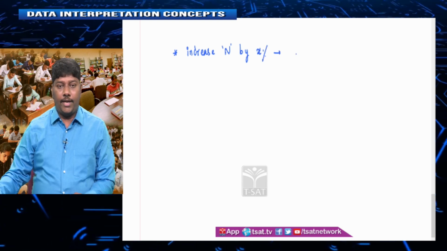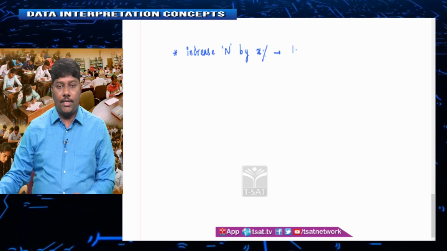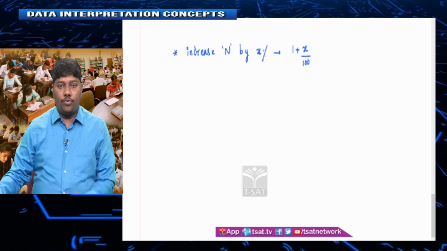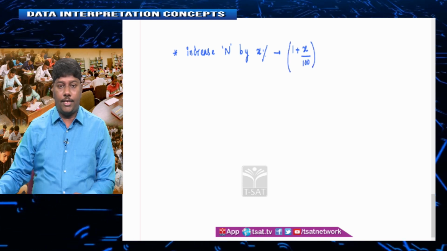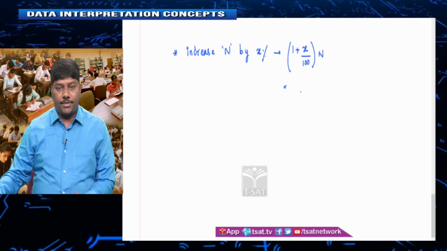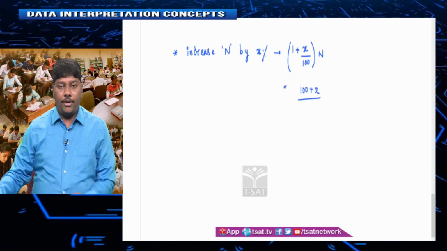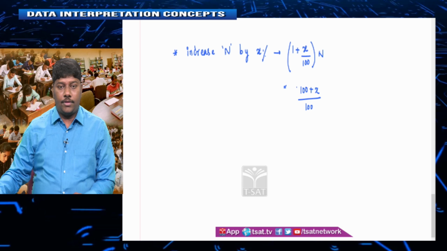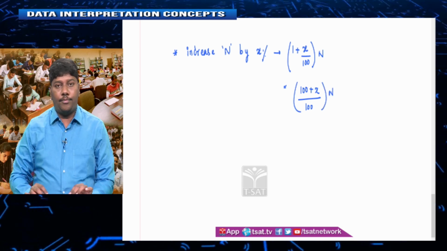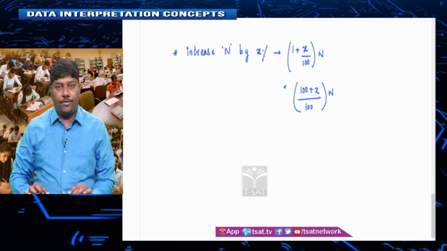You simply multiply that number N with 1 plus X by 100, therefore the number increases by X percent. Or else you can say 100 plus X by 100 into N. This is the increase of a number by X percent.